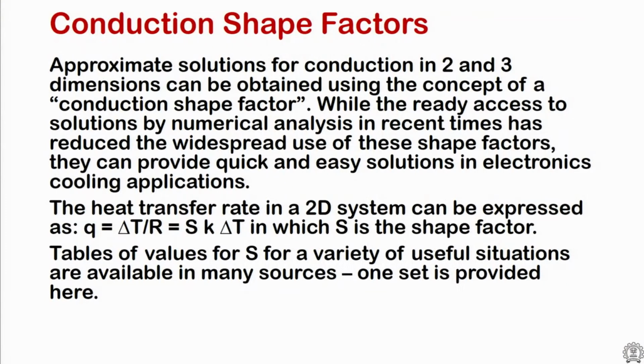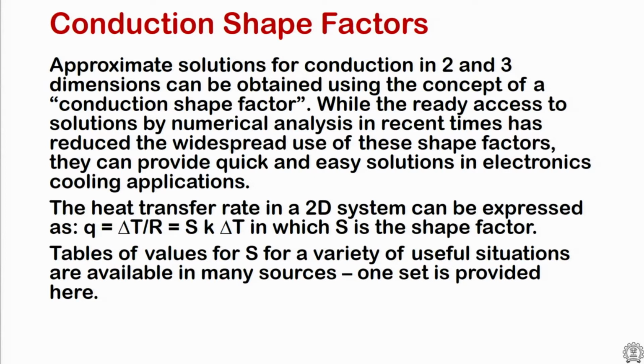As an example, if you look at the definition of a conduction shape factor, Q, which is the heat transfer rate, is equal to S, which is called a conduction shape factor, times k, the thermal conductivity of the material, times delta T, the temperature driving force.